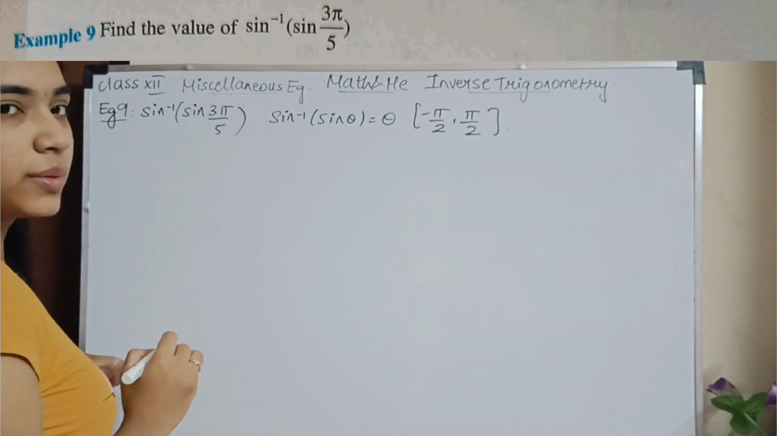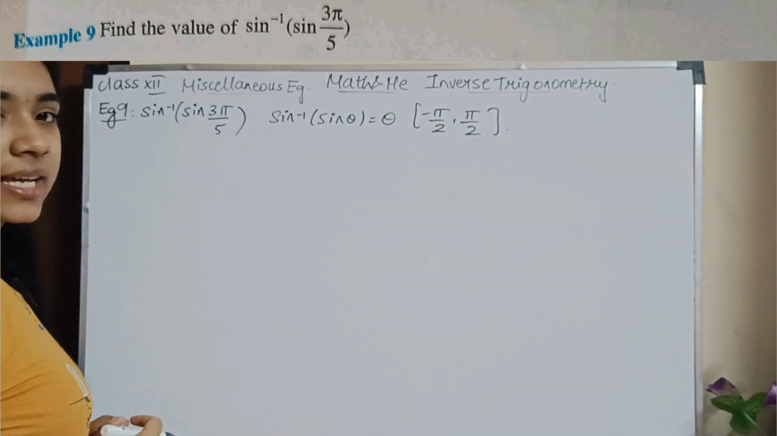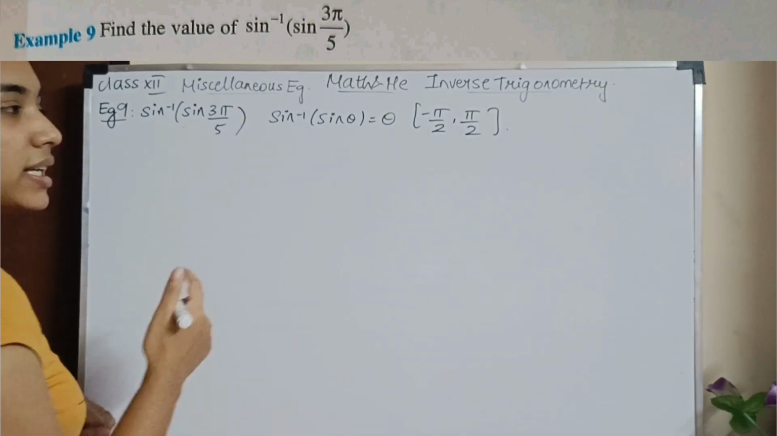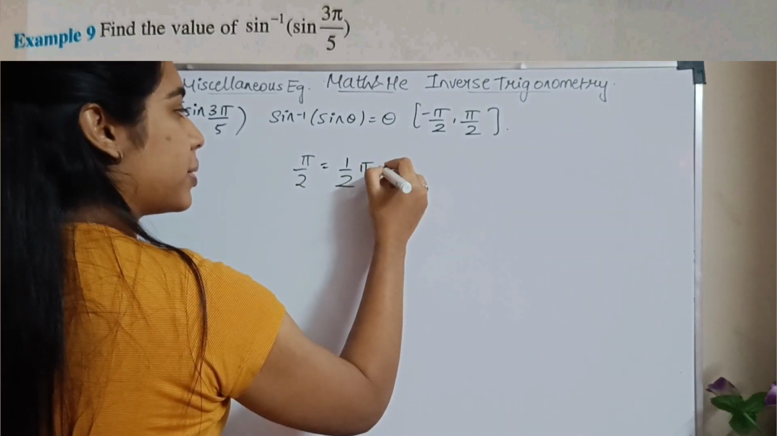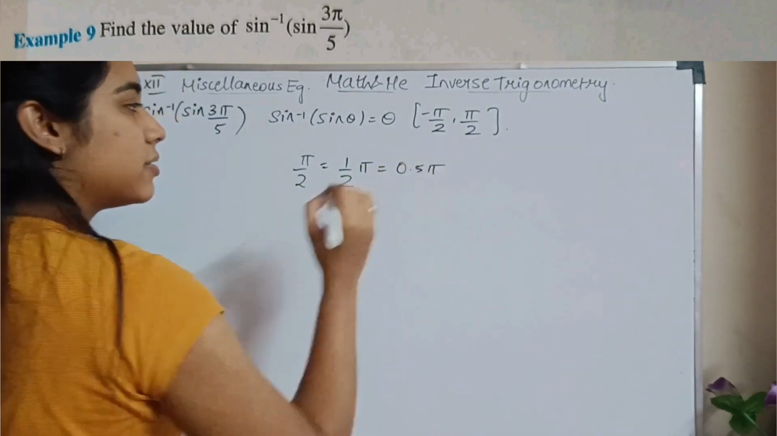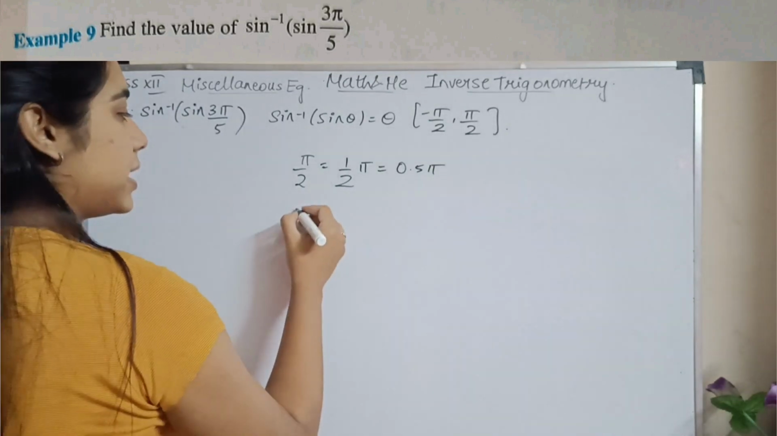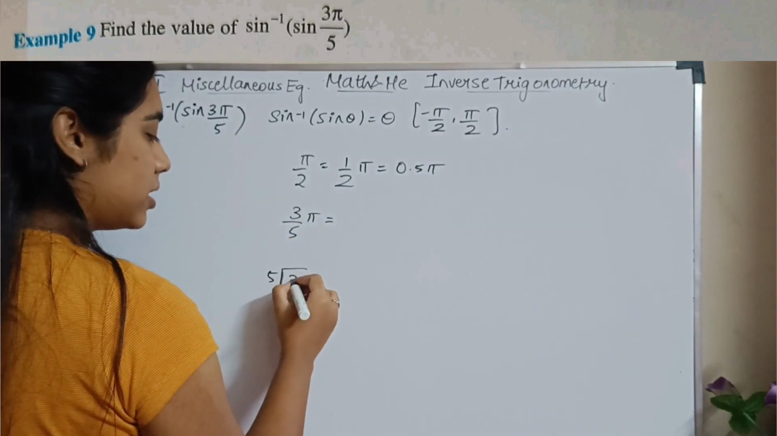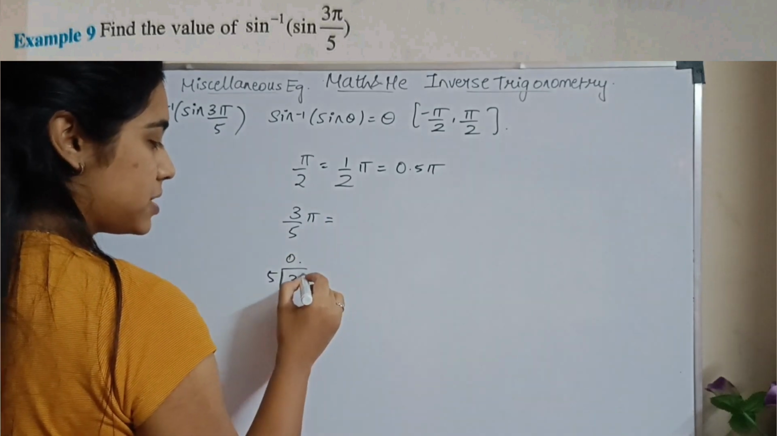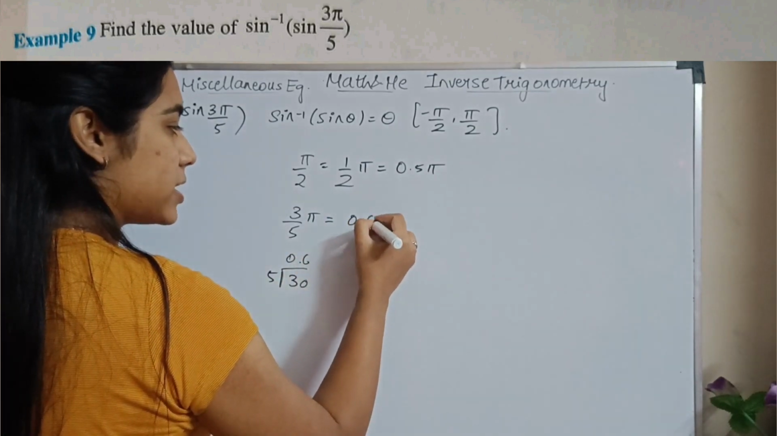Now, what is the value given here? 3 pi by 5. Do you see? Does this lie in the range? How do we know whether it is in the range or not? What is pi by 2? Pi by 2 is nothing but half pi. What is half? 0.5 pi. But what is 3 by 5 pi? 3 by 5 times pi. What is 3 divided by 5? 0.6. So this will be 0.6 pi.